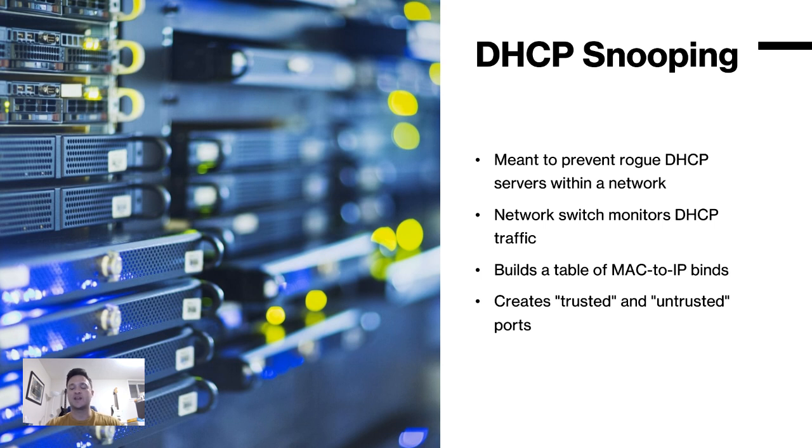DHCP snooping is a technique meant to prevent rogue DHCP servers within a network. A network switch will monitor DHCP traffic crossing it and build a table of MAC to IP binds. The device then uses these binds to create trusted and untrusted ports on the switch.